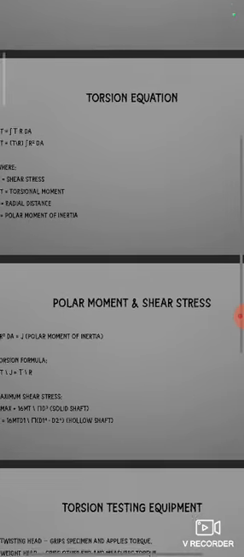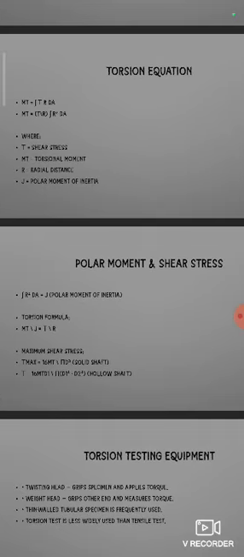Now coming to the next point, polar moment and shear stress. Polar moment represents the resistance of a shaft to twisting and is defined as J equal to the integral of r square dA. Using the torsion formula Mt divided by J equal to tau divided by r, we can calculate the maximum shear stress occurring at the outer surface.